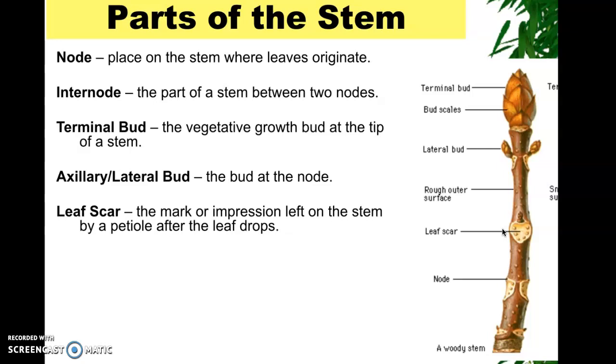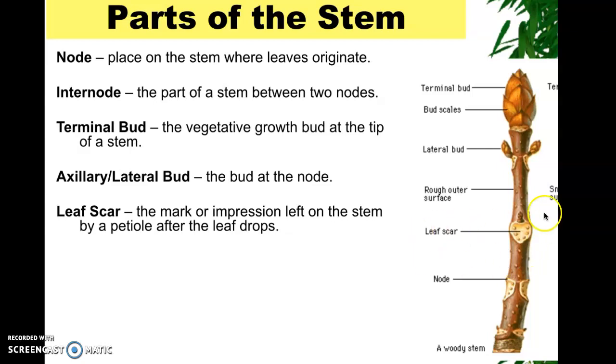Then we have a terminal bud, which is a vegetative growth that makes plants grow upwards. That's where it grows up from. So that's the growth that's happening there. Then we have axillary or lateral buds. This is the bud at the node.